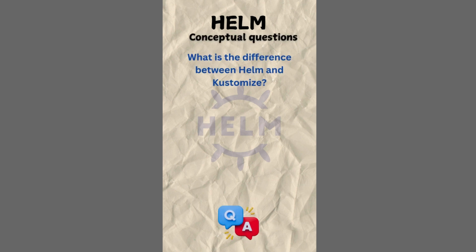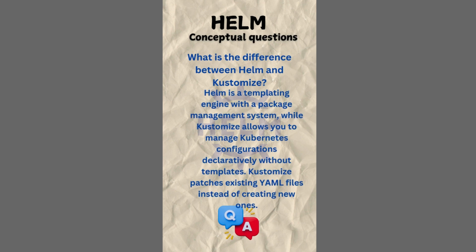What is the difference between Helm and Kustomize? Helm is a templating engine with a package management system, while Kustomize allows you to manage Kubernetes configurations declaratively, without templates. Kustomize patches existing YAML files, instead of creating new ones.